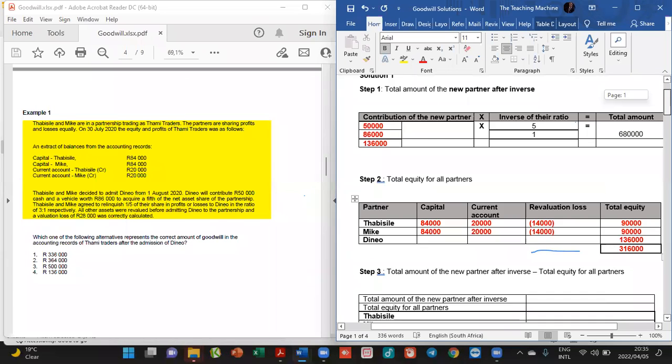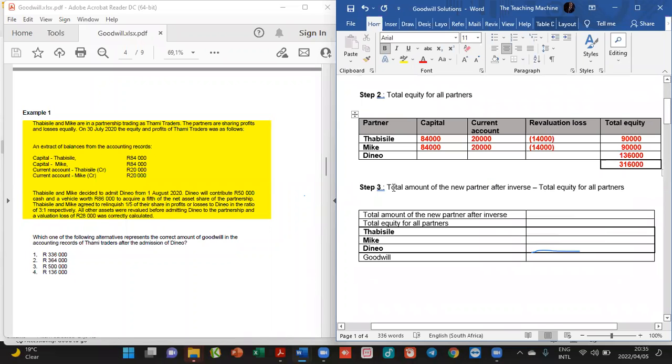Let's look at step number 3. Step number 3 says the total amount of the new partner. Before we proceed, how do we know that we need to divide that 28,000 by 2?